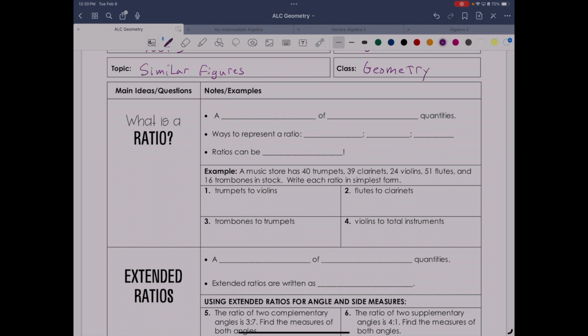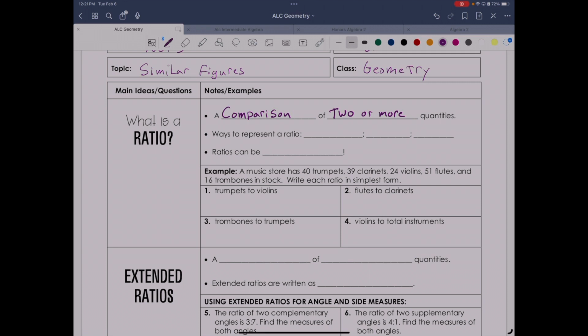So in order to do that, we should probably figure out what these different things are, or just a reminder of what these different things are. So what is a ratio? Notes are right there. A ratio is a comparison. So we're going to put comparison here. It's a comparison of two or more quantities. Okay, so you're going to compare two things together.